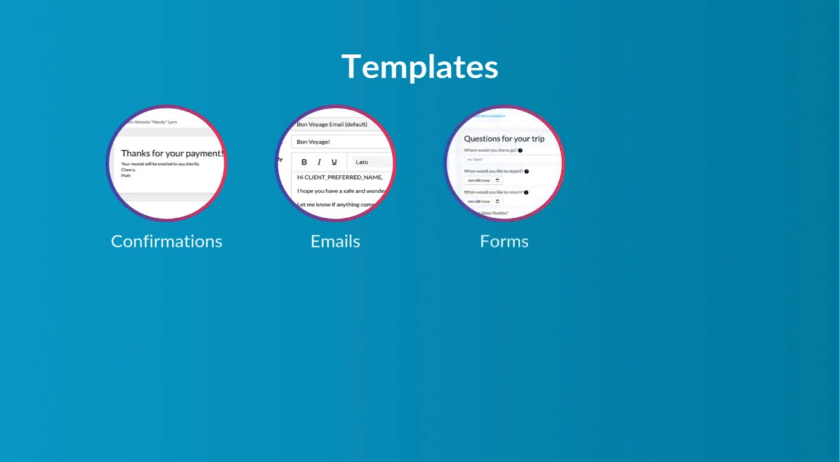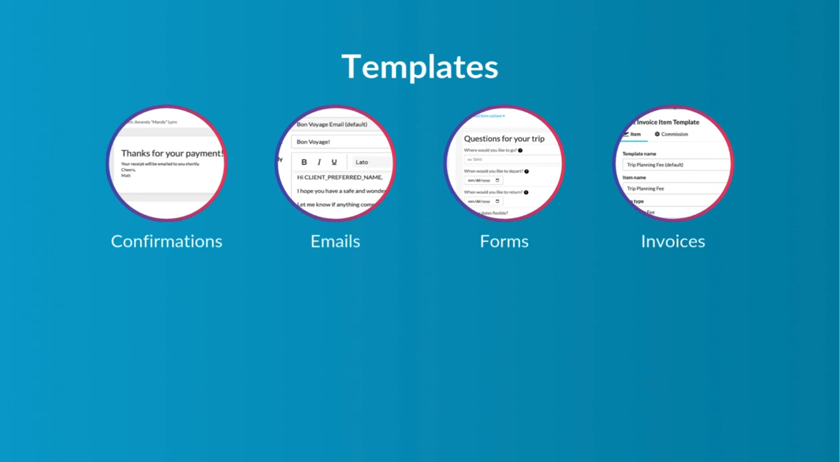Form templates allow you to collect needed details from your clients and store that information within their trip or client profile. Invoice templates can be used to create reusable invoice items to easily select and add to your client's invoice, like a planning fee. The Library tab allows you to manage library items accessible within your itinerary or smart proposal builder, such as previously created activities, hotels, and more.